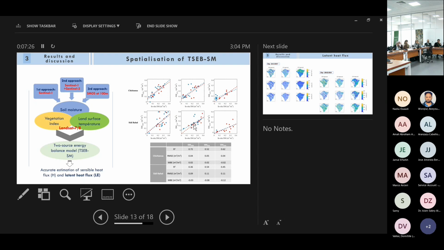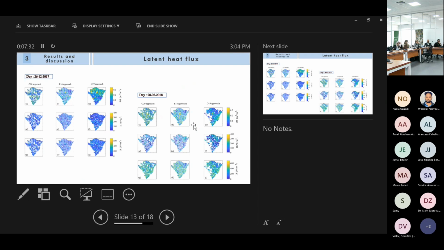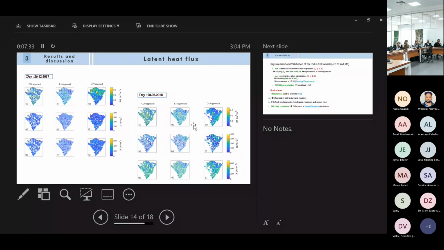We use those data to feed our model and to see if we can get an accurate estimation of evapotranspiration. I didn't present the validation results for each site, but I present the maps that we get over the R3 irrigated area, which is mainly covered by weeds.